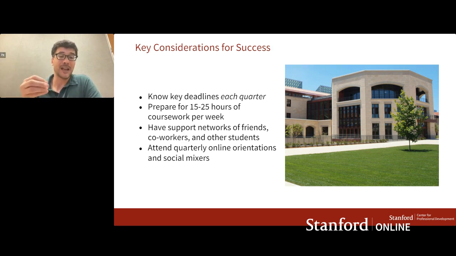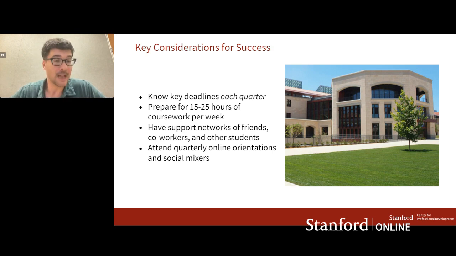So the first thing to note is, these are intense classes, right? They're the actual graduate level engineering classes. So I would prepare for 15 to 25 hours of coursework per week. It's like a part-time job. There's a lot of work happening. You will have deadlines every week, so it's not a self-paced course. It follows a quarter system, which is 10 weeks long. If you're used to a semester or a different kind of system, the classes move fast. There's a lot of work involved.